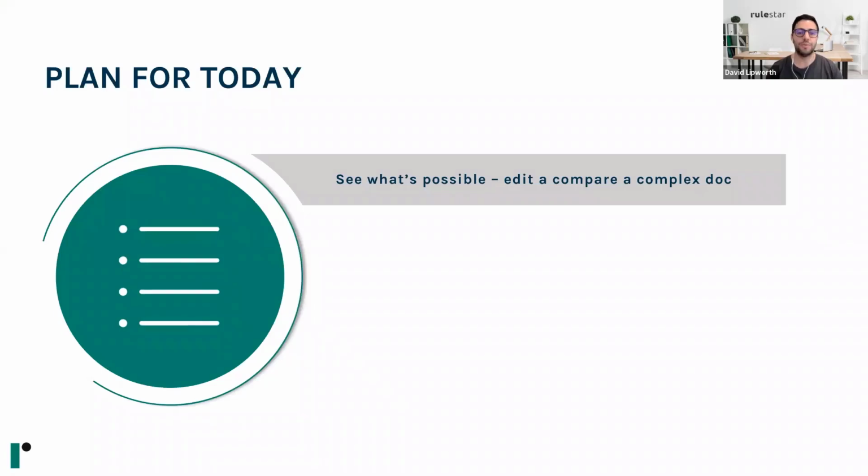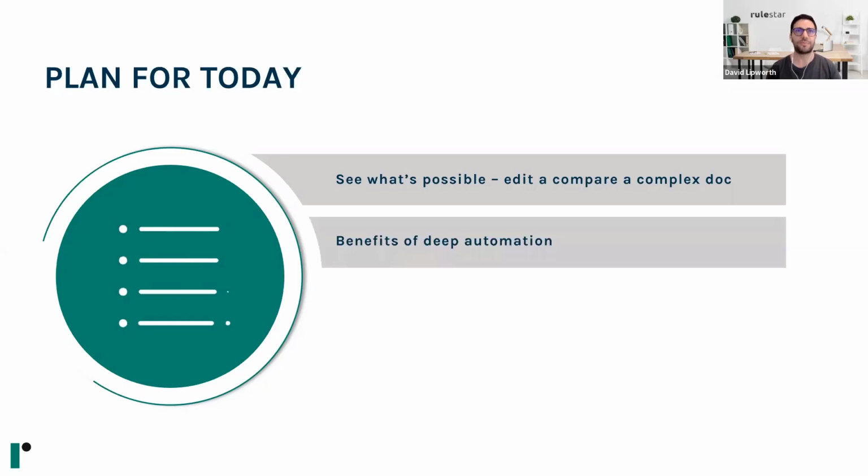Okay, so here's what I'm hoping we can do together today. Firstly, I want you to see what's possible with Rulestar. So I want to show you the depth of knowledge that Rulestar can capture. So we're going to take a full business sale agreement. We're going to make some changes to it, and then we're going to run a comparison in Word to see what the Rulestar system was able to handle automatically.